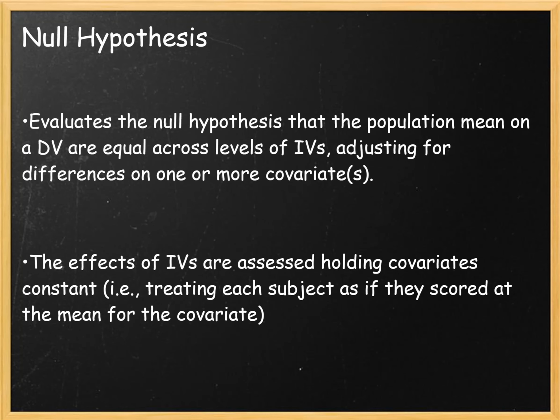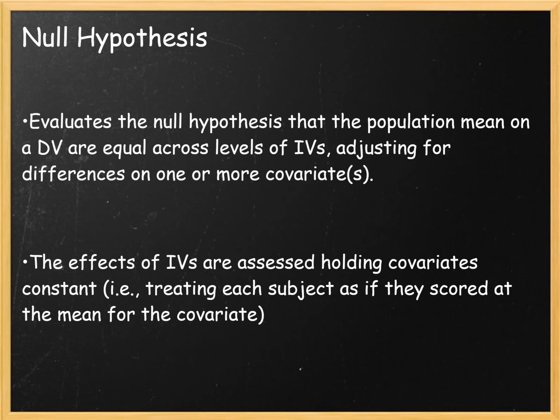So the null hypotheses in ANCOVA are very similar to the null hypotheses in ANOVA, that being that there are no differences between the means, or if we're talking about interactions, that there is no statistical interaction between the IVs in predicting the DV. The only difference is that now, instead of talking about the observed means, we're talking about adjusted means. So what does that mean by adjusted means?